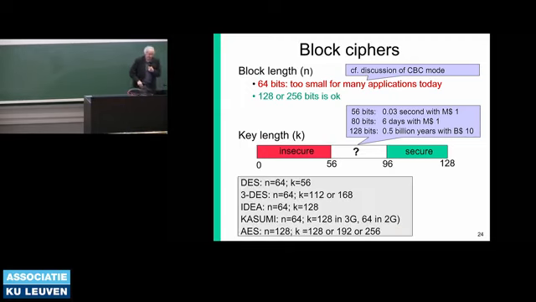And here you'll see a number of ciphers with n their block length and k their key length. For example, Kasumi is a cipher used in mobile communication in 3G. But when the cipher is used in the legacy 2G, it's used with a 64-bit key, while in 3G with a 128-bit key.